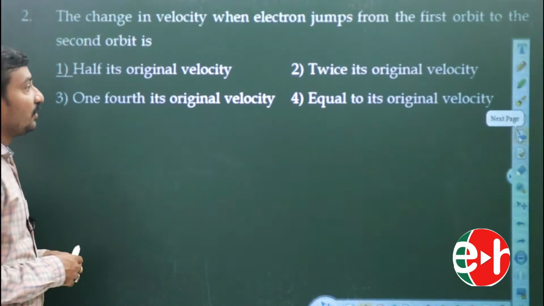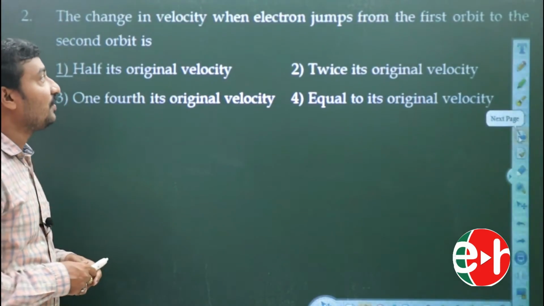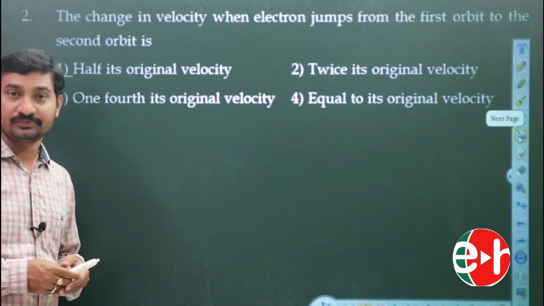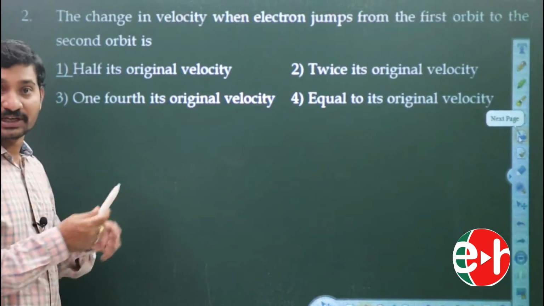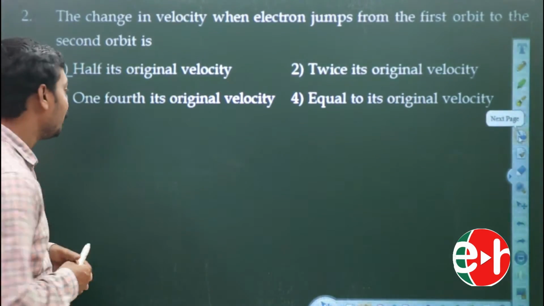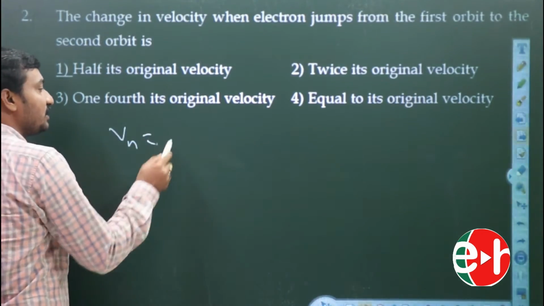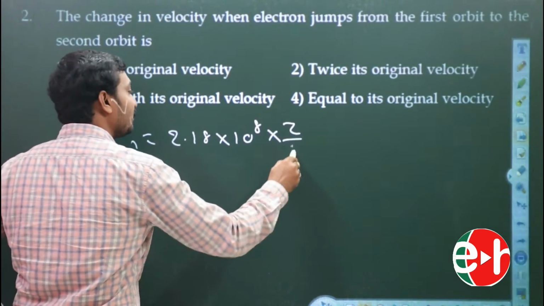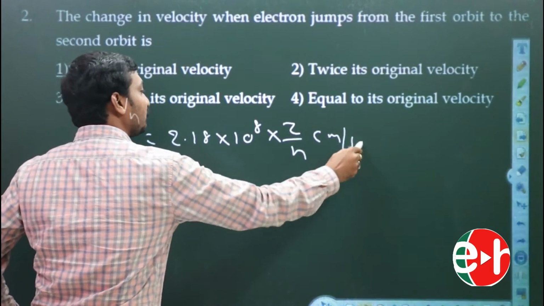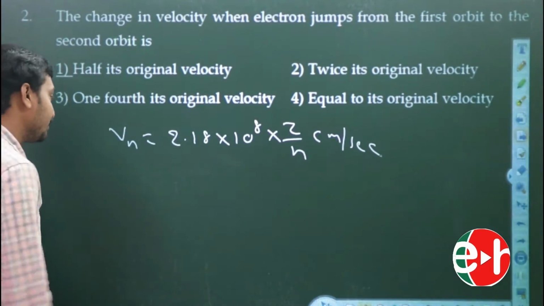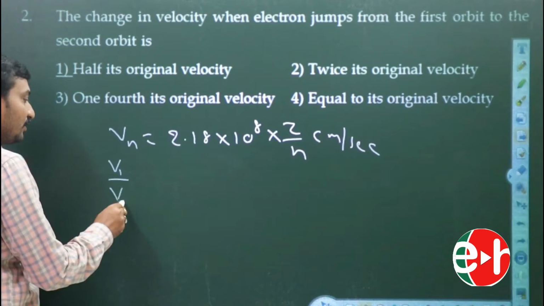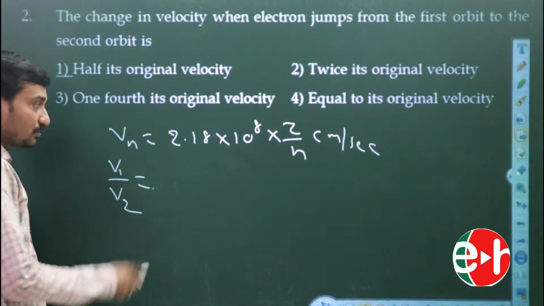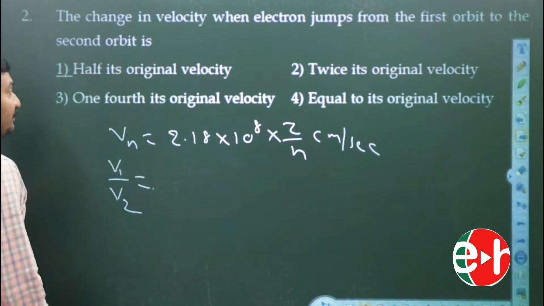See this: the change in velocity when an electron jumps from the first orbit to the second orbit. Electron jumps from the first orbit to the second orbit, what velocity changes? We know the velocity of the nth orbit is equal to 2.18 into 10 to the power of 8 into Z by n centimeter per second. You can take the ratio v1 by v2, first orbit to second orbit. You can take the ratio, 2.18 into 10 to the power of 8 is common, so cancel. Then depending upon Z by n.